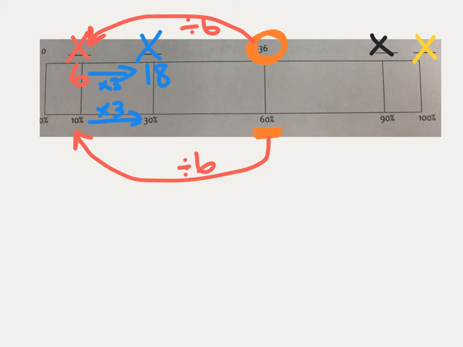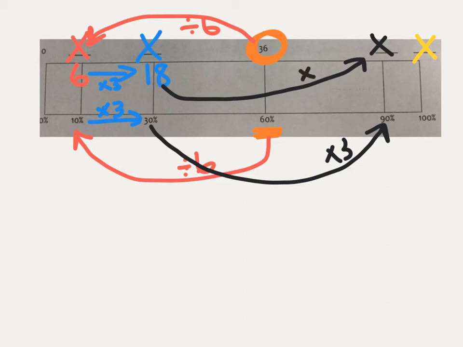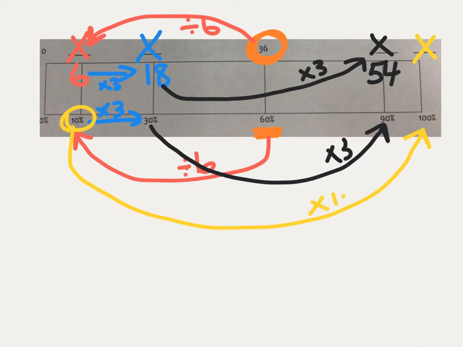I can use the same strategy to get from 30 to 90. I can scale up from 30 by multiplying times 3 to get to 90. And if I do the same thing to the 18, 18 times 3 is 54. Finally, I know that 10 can take me to 100 by multiplying by 10. And that, in fact, the value of 10%, 6, times 10, would give me the value of the entire bar. 100% of the bar has a value of 60.